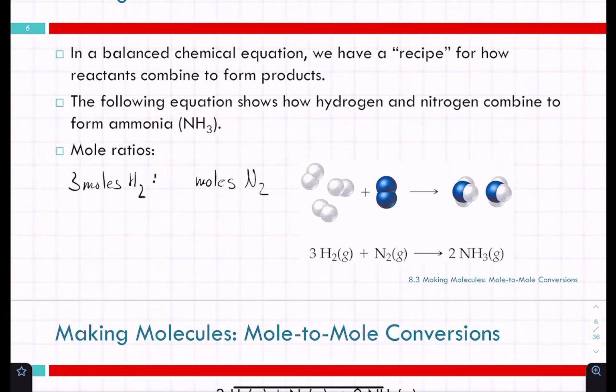How many moles of nitrogen do we need? Yeah, just 1. So this one's a little bit trickier because the 1 is there, but it's not written because we leave those 1s out. So that would be a ratio of, right, if we put in 3 moles of hydrogen, we're going to need 1 mole of nitrogen to make 2 moles of ammonia.